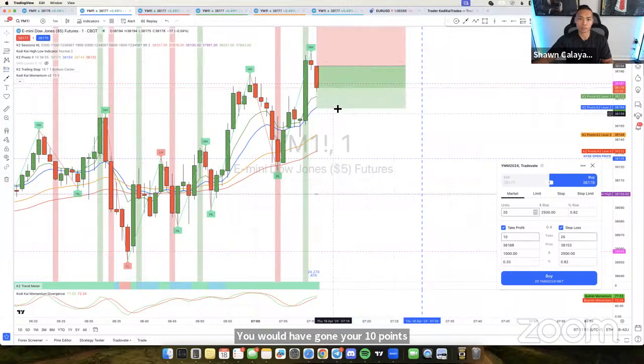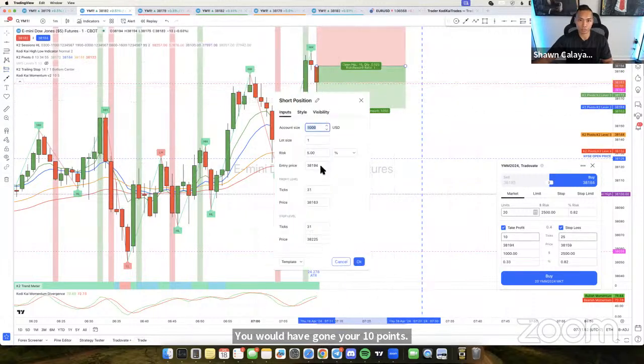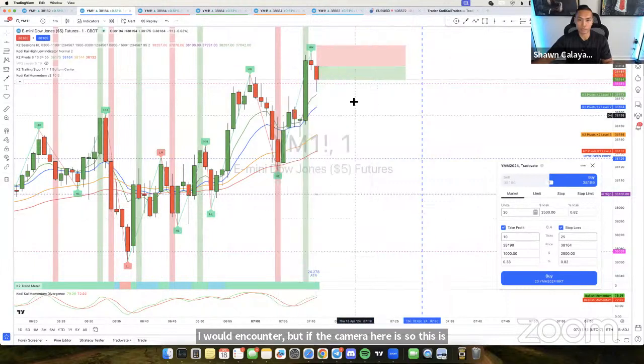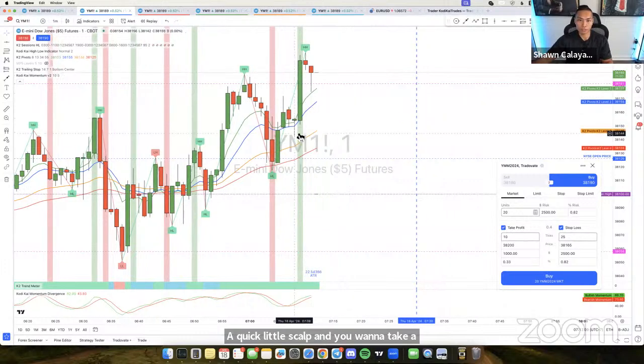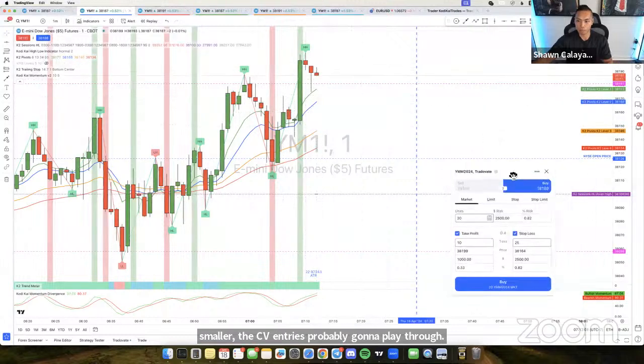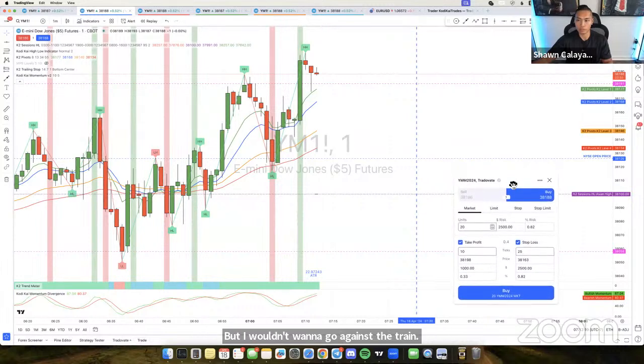I wouldn't counter trend it, but this is one thing to look for. If you're looking for a quick little scalp and you want to take a CV entry, if the candle is huge and you see this candle is obviously a lot smaller, the CV entry is probably going to play through. But I wouldn't want to go against the trend, because typically I trade with the trend, I don't trade against it. And also that candle is huge.